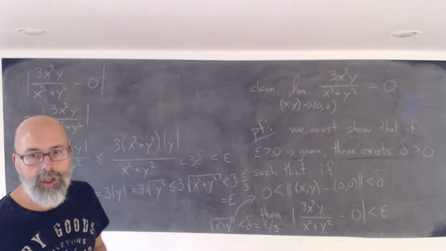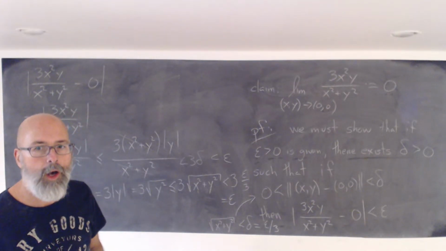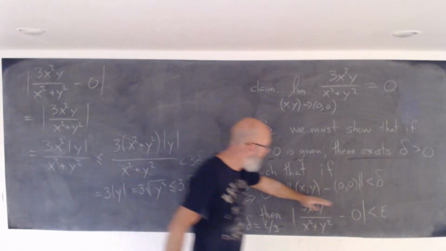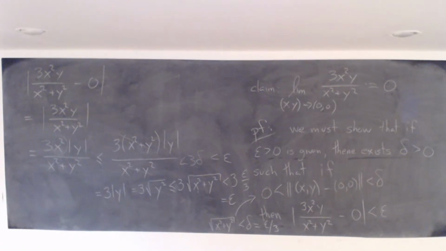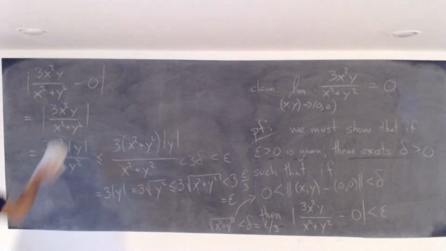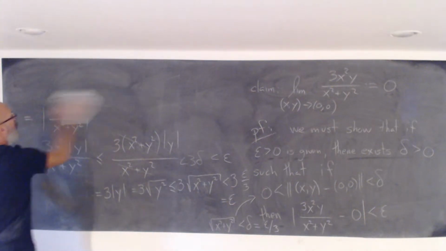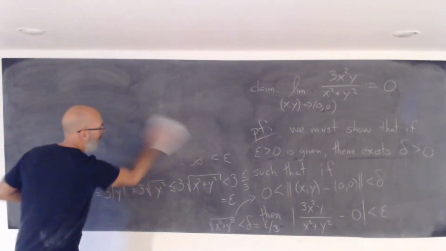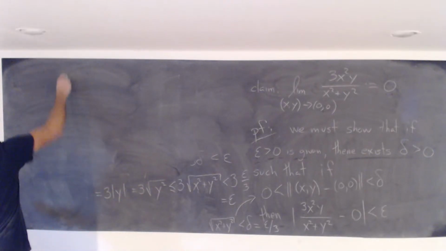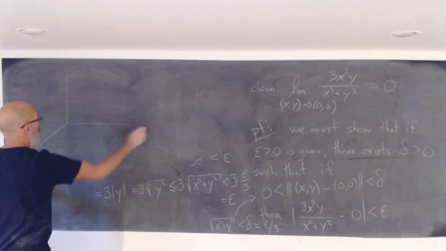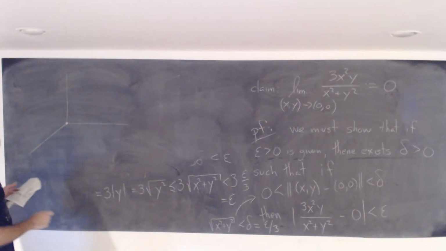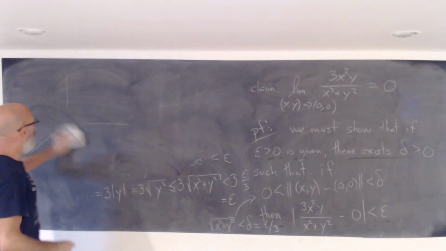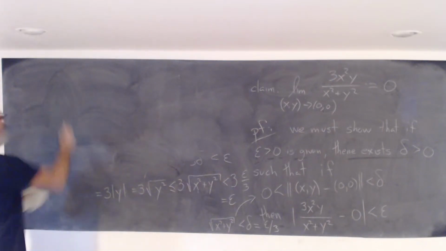Maya is asking if we can explain why the norm of (x, y) is less than delta. Well, that's just the definition, right? Let's look at a graph of the situation here to understand what happens. Right here, in fact, we're at the origin. Well, it's going to be a terrible example. Let me do it in general.